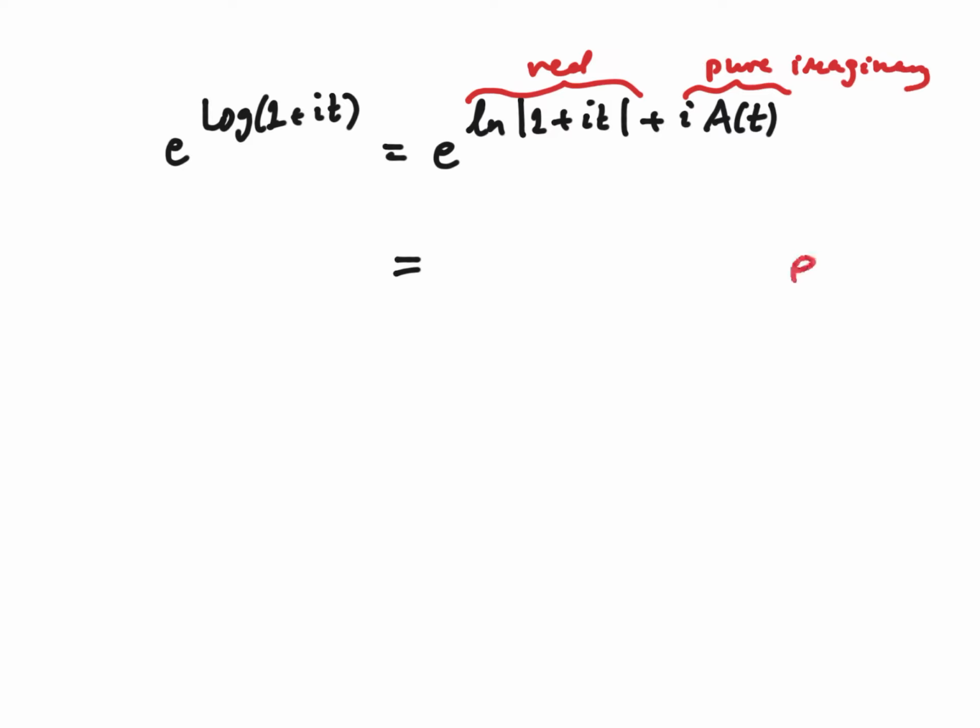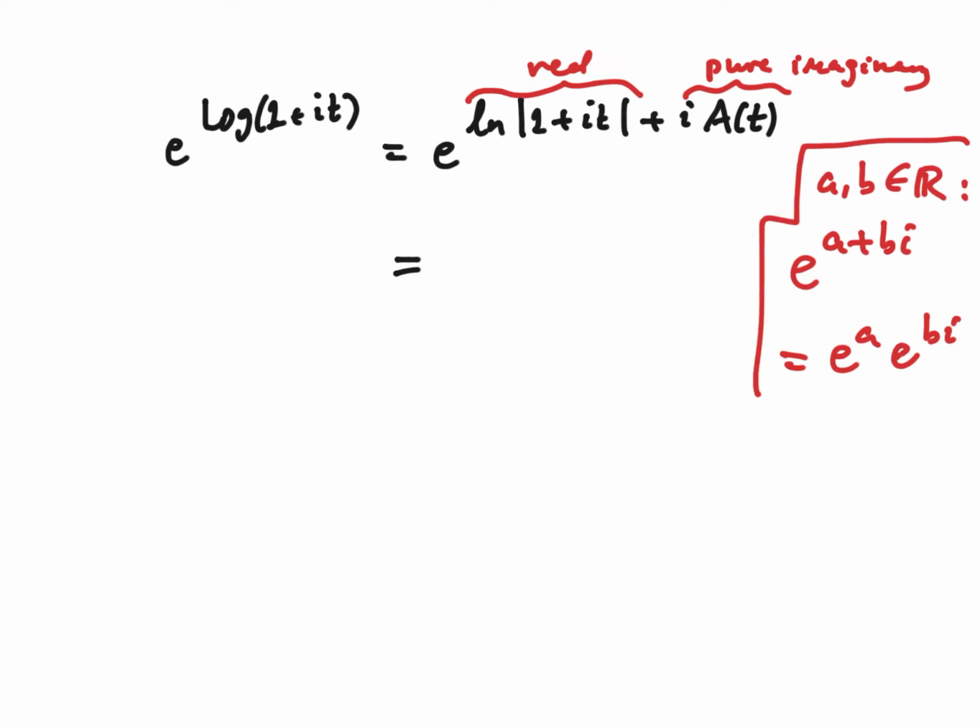And we just got through defining what that means, right? We said e to the a plus bi, where a and b are arbitrary real numbers, was by definition e to the a, e to the bi. So using that definition here, we get e to the ln of this modulus times e to the i a of t. Okay, and then notice that e to the ln of anything, those two cancel by a cancellation law for the natural logarithm that we developed.